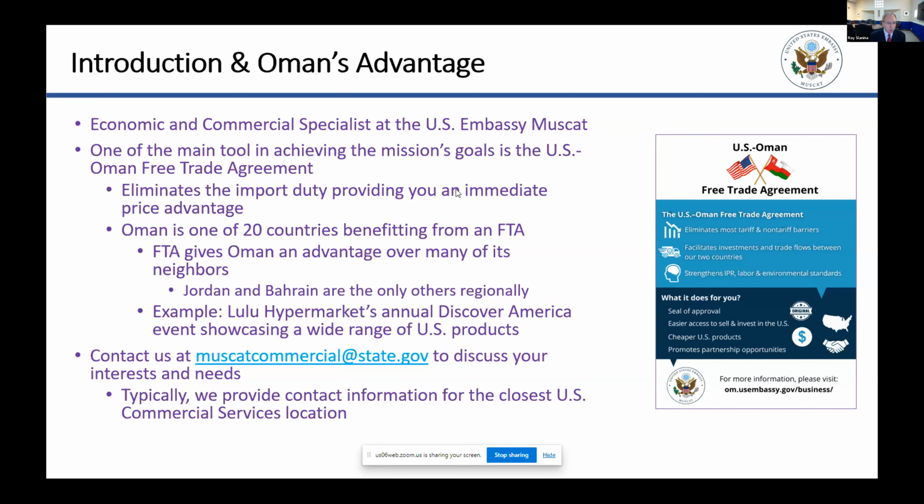Feel free to contact me or our group at muscatcommercial@state.gov, and we'll help you as best we can, even if it's just referring you to the right commercial services location so that they can help you.